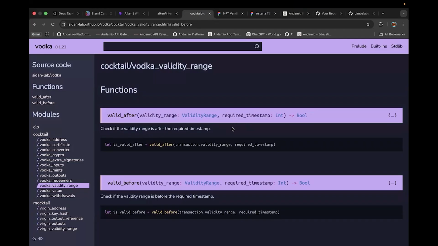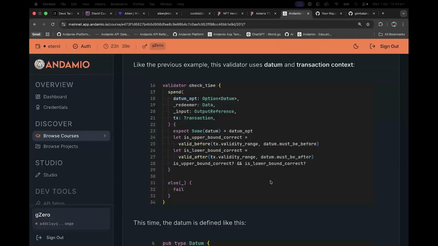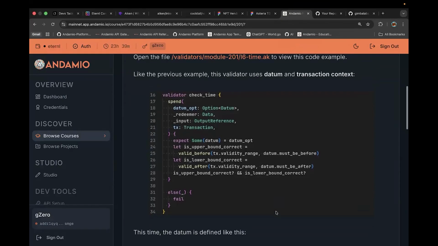Newman, check this out. Let's slow down for just a second on this valid. We could do valid before or valid after, and I think we should look at the example they give again, because they use both. Like in the lesson, yeah. Okay, here you go, valid before and valid after.